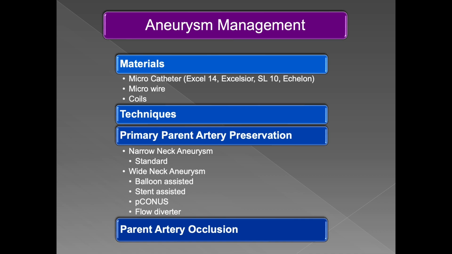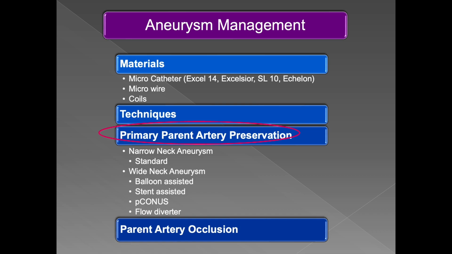What materials do you require? We need a guiding catheter, then a microcatheter, microwire and coils. The techniques, as I told you, are only two types. One is called the parent artery preservation technique. That means you block the aneurysm while preserving the flow through the parent artery, so it will not be blocked. The second is called parent artery occlusion, where you occlude the aneurysm along with the parent artery.